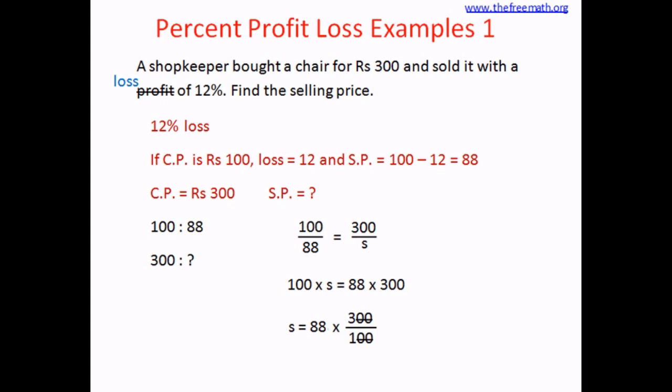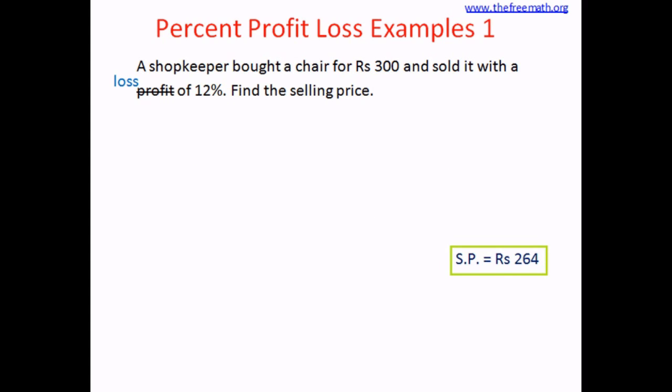Let's multiply 88 by 3. 80 threes are 240 and 8 threes are 24. So 240 plus 24 equals 264. That means the selling price is 264 rupees. So if you sell the chair at 12% of loss, then the selling price will be 264 rupees. Now let's keep the problem as is and let's keep this answer aside and use the second method to solve the same problem. Let's use the formula.